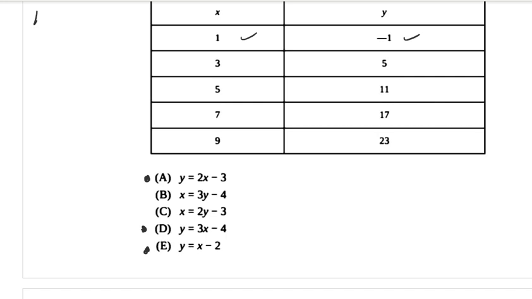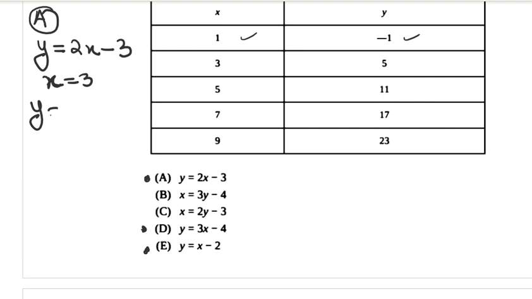Let's say if I take the option A, what is the option A given as? Y is equal to 2x minus 3. So if I put x equal to 3, then what do I get? Y is equal to 6 minus 3, and the answer is 3. So this is not matching, right? I'm not getting y as 5 when I'm putting 3. Okay, so A is wrong. A is not matching. Let's go on to the D option.